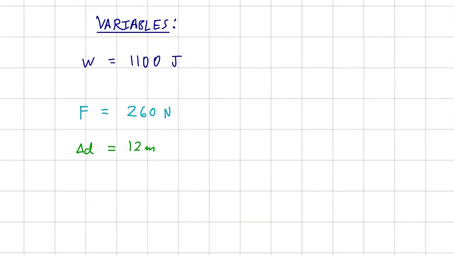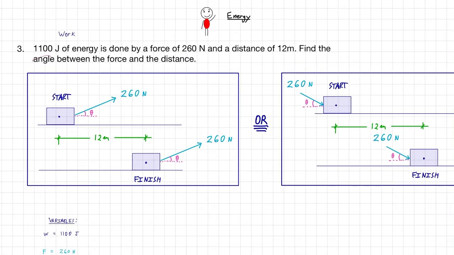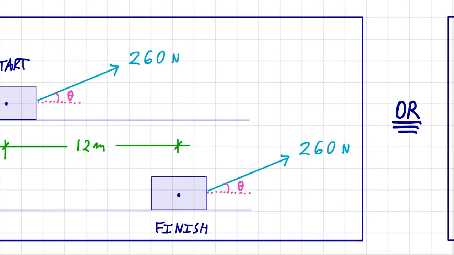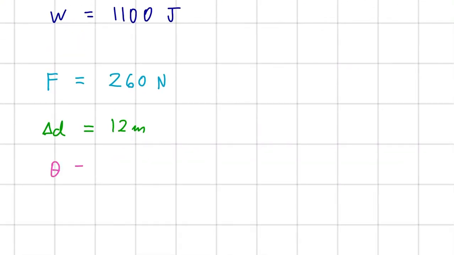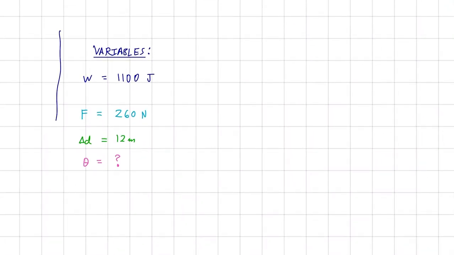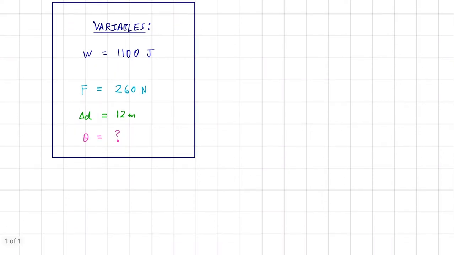And then finally, our last variable, which is our unknown, is find the angle. So this angle here, which I've done in pink, that's our unknown. So I'm going to write that here. Theta is equal to question mark. It's our unknown. So that is our variables. Now let's look at what formula we're going to use.